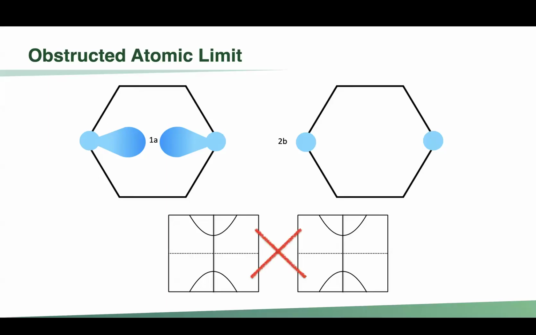When this happens and we cleave our crystal, some localized charges are going to remain at the surface. Another way of understanding it: if you want to go from this phase to this phase, where the charge is completely localized on the atomic site, you need to close the gap. So the surface state comes from the fact that we have an obstructed atomic limit.